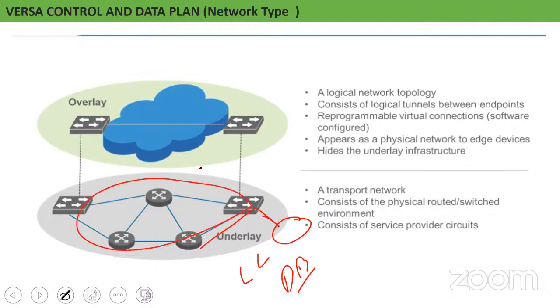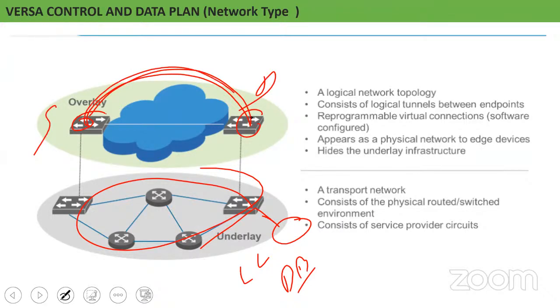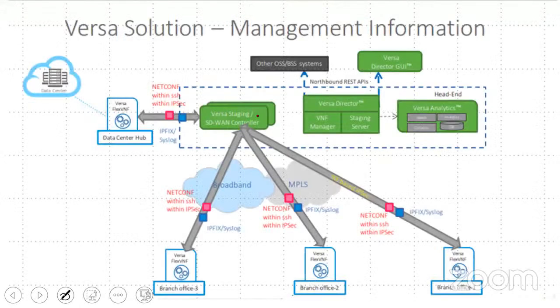Between the two devices, this is my source and this is my destination, and you create some tunnels. This tunnel is a logical tunnel. Based on the source IP address and destination IP address, you form this tunnel. This tunnel is my overlay network. Similarly, we are going to use the same concept in SD-WAN. I will talk about it here.